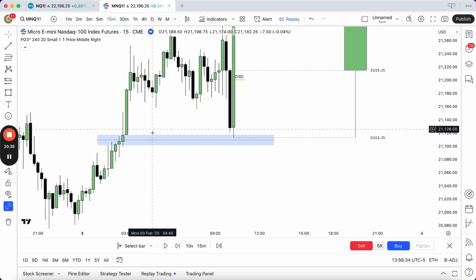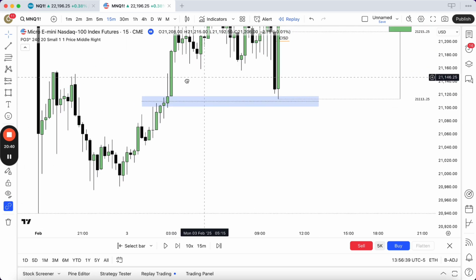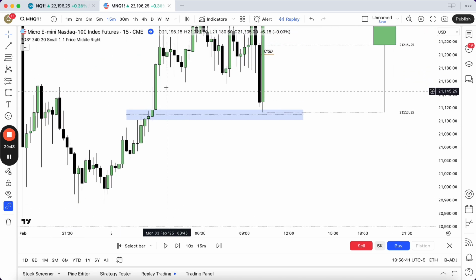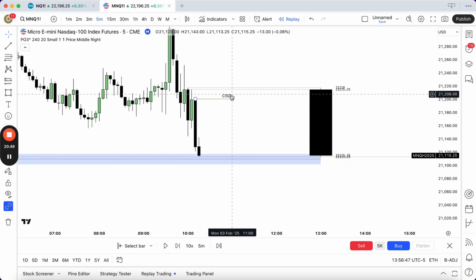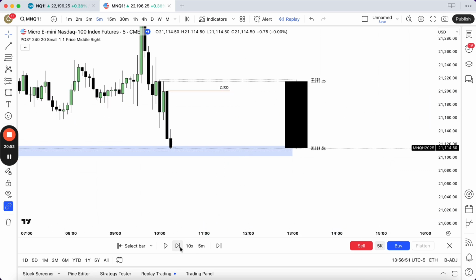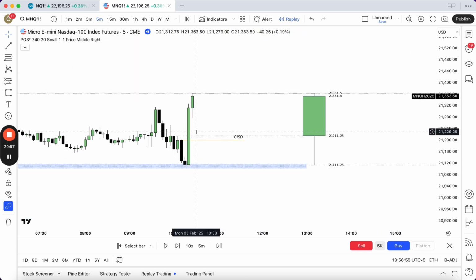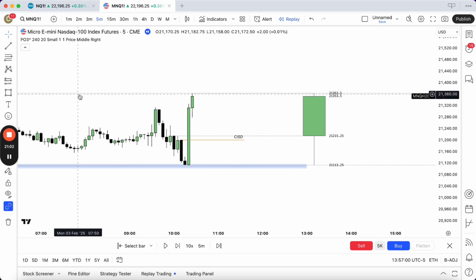Okay, so yeah, we can use this 15-minute order block, but I'll just use this hourly gap. All right, so hourly gap, 5-minute. So closure above this level would be the change in state. Let's see. Well, you see, that is the type of candle that I hate, because there's no entry here.